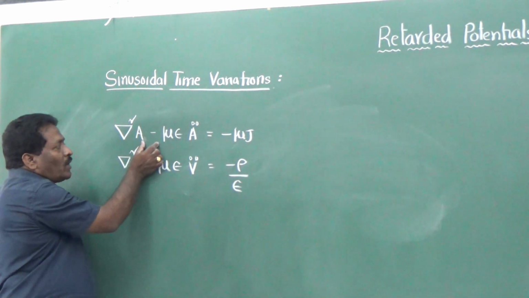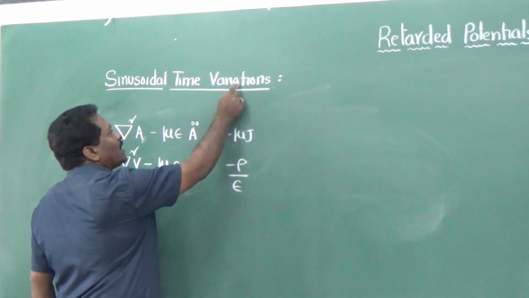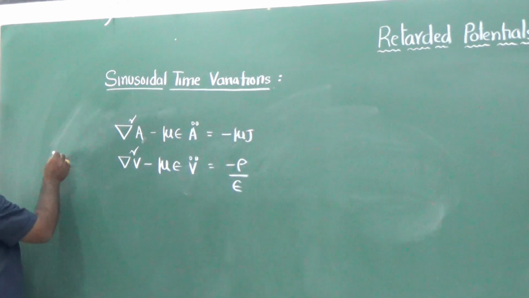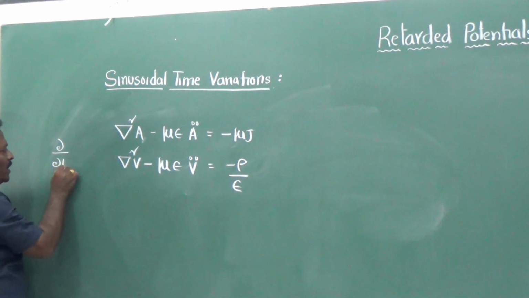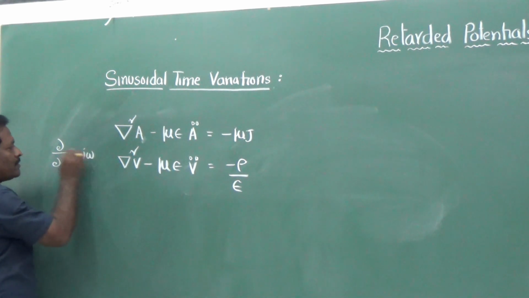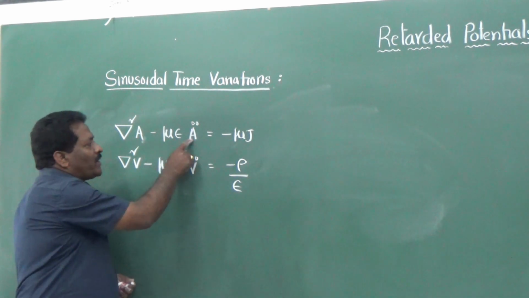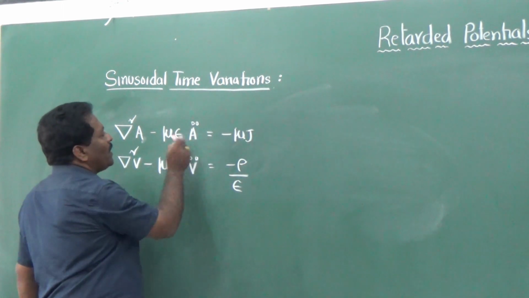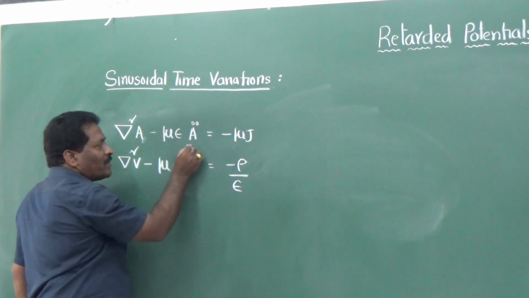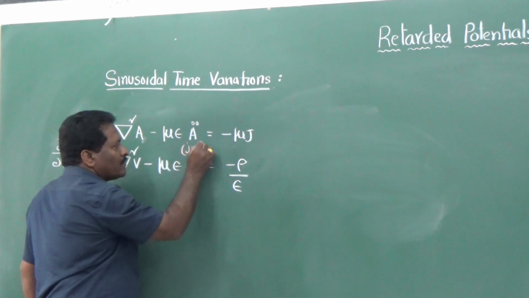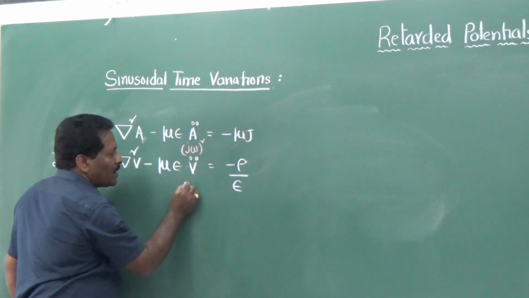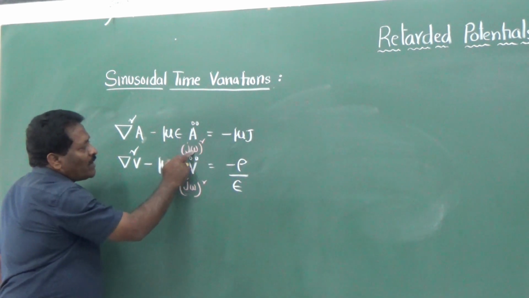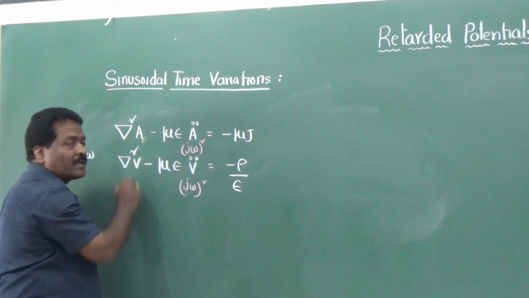Now I would like to apply these equations for sinusoidal time variations. What do you mean by sinusoidal time variation? Already in EMF I told you, wherever there is a time derivative dou by dou t, it should be replaced with j omega. So here there is a time derivative for this and this. Two derivatives are here. That's why in the place of dou square A by dou t square, I can write j omega whole square, so j square omega square. j square means minus 1, minus of minus becomes plus.